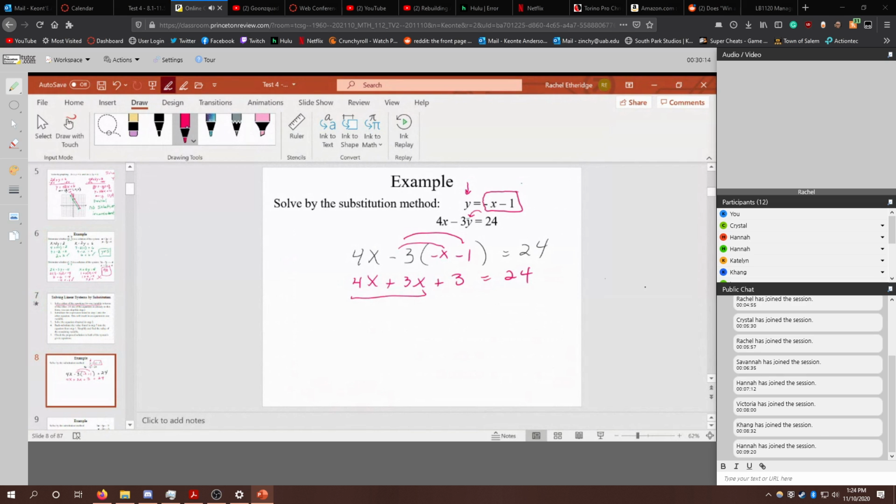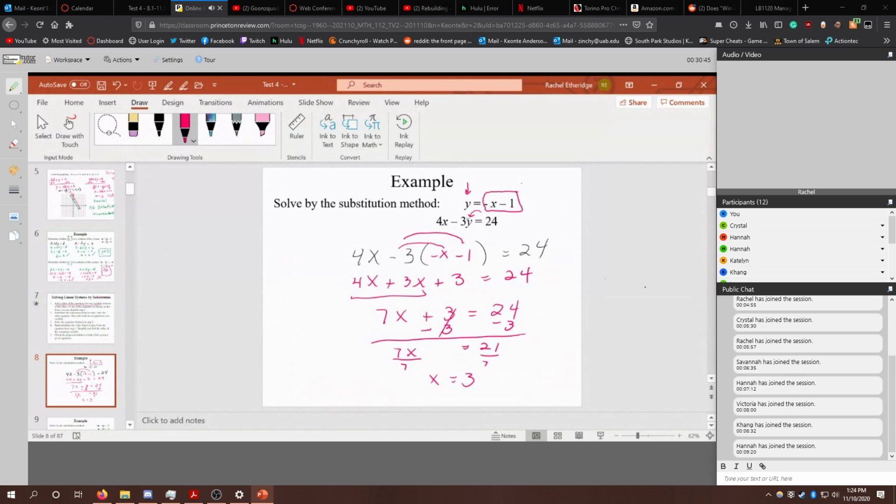So this gives us 7x plus 3 equals 24. Combine like terms, and now we're going to subtract 3 from both sides because we're trying to solve for x. Divide by 7 on both sides. We get x equals 3.